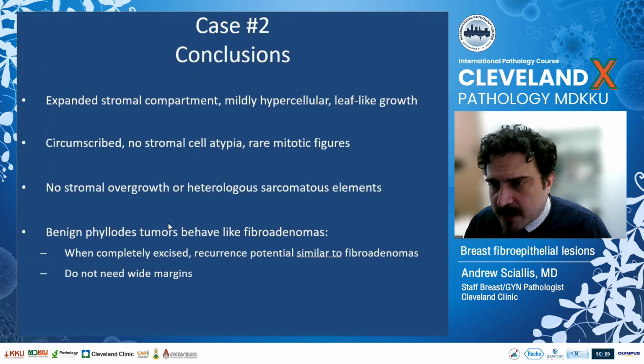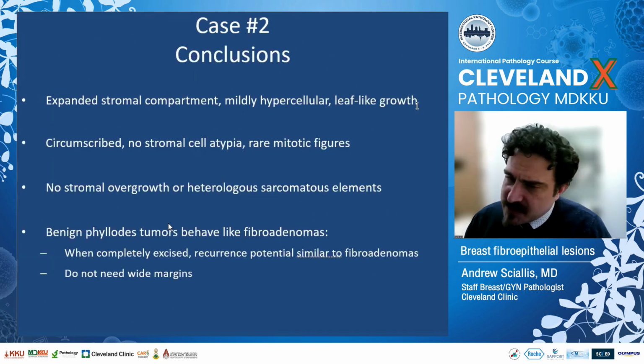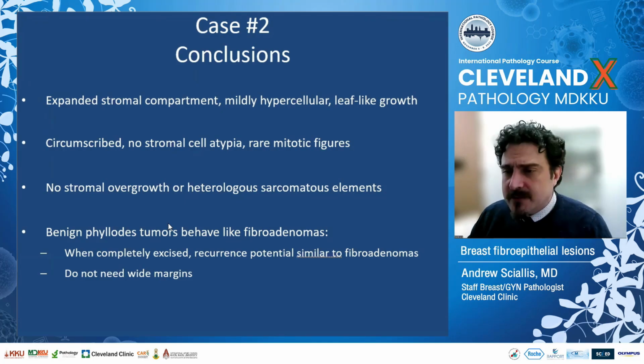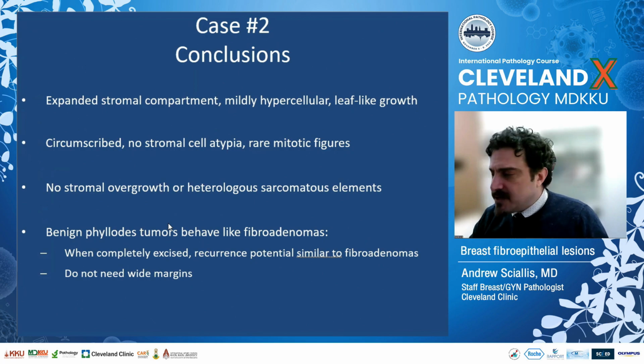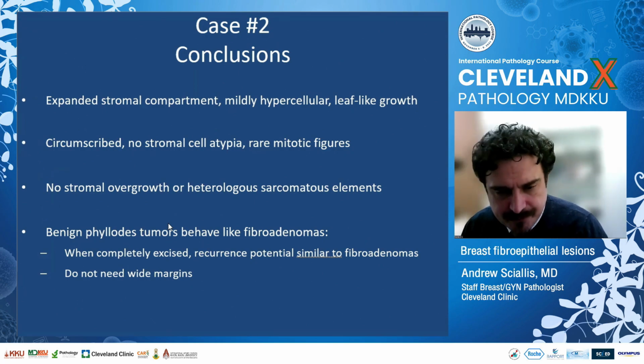So, expanded stromal compartment, mildly hypercellular, there's leaf-like growth, but still circumscribed, no stromal cell atypia, rare mitotic figures. Benign phyllodes tumors behave more like fibroadenomas when completely excised. Recurrence potential is very similar, and patients do not need to have wide margins.